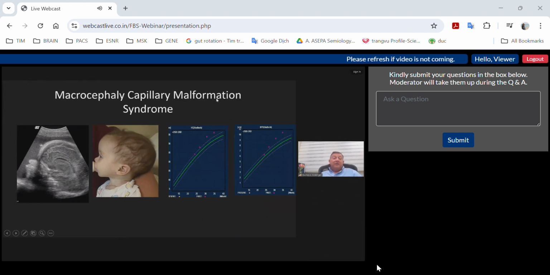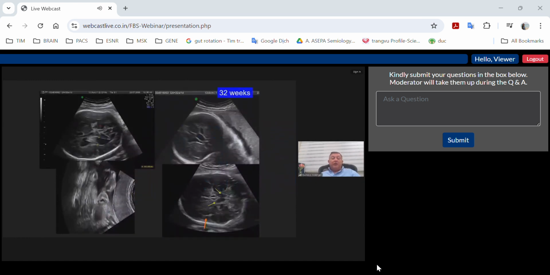And this is one of the first cases of macrocephaly-capillary malformation syndrome. This time we didn't have sequencing, we didn't have genetics, but you see a very big head. The child was born, and she's actually doing quite well, but she's extremely macrocephalic. This is another case of macrocephaly.